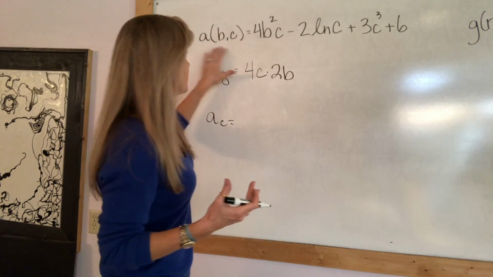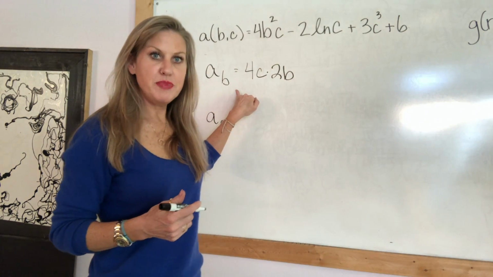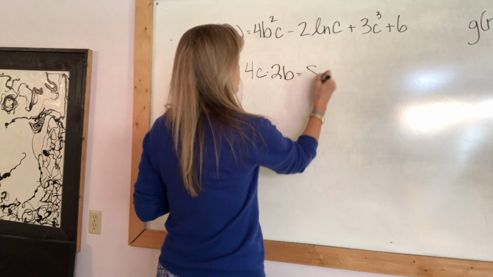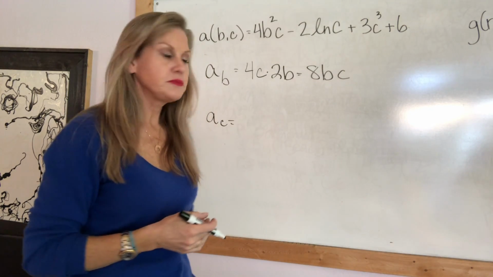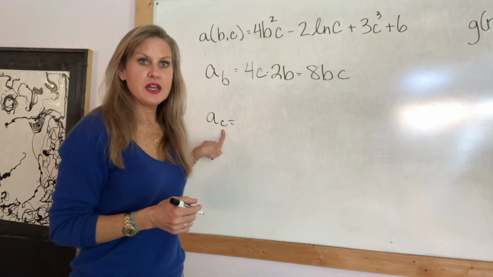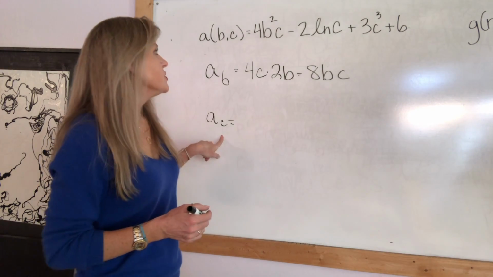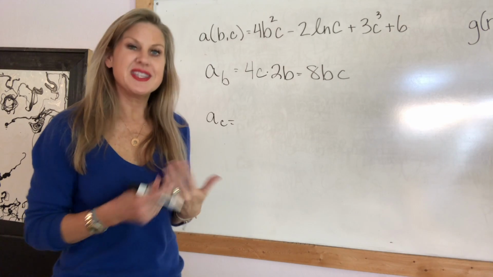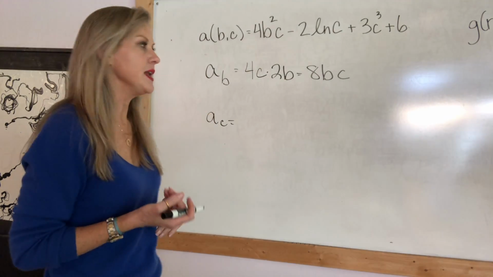So the partial derivative of this whole thing, just with respect to b, is this amount, which I could simplify to 8bc if I wanted to. Now let's come down here and find the first partial with respect to c. So again, I'm only going to mess with the terms that have a c in them, because that's who's playing the part of the variable right now.